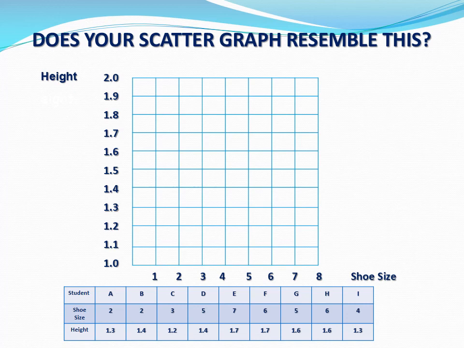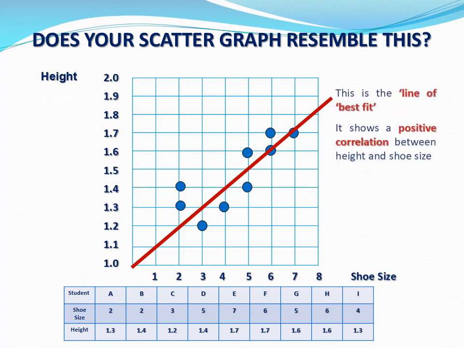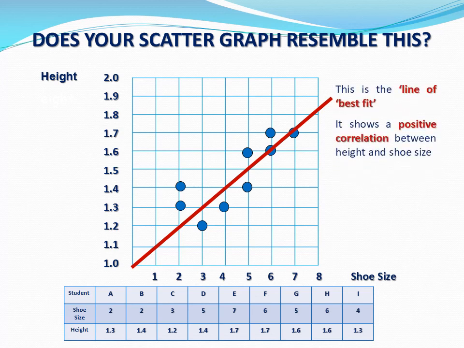Plotting the points. On the x-axis we put the shoe size, the y-axis is the height of the student, and we will figure out what kind of correlation it is. Plot the points. It's obvious that it's not a straight line, so it's a scatter graph. Draw the line of best fit. It shows a positive correlation between the height and the shoe size. As the person is taller, his shoe size usually is bigger.